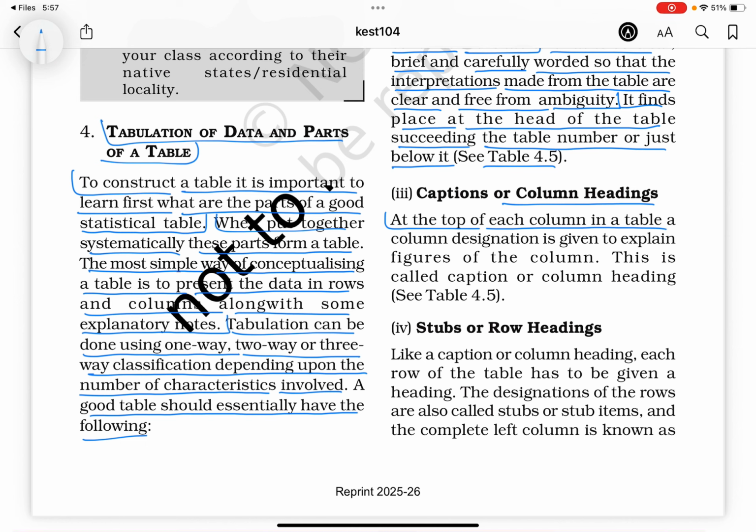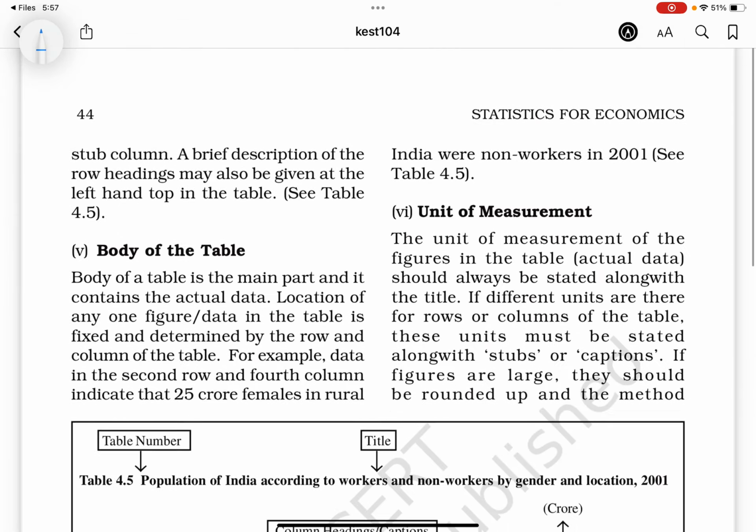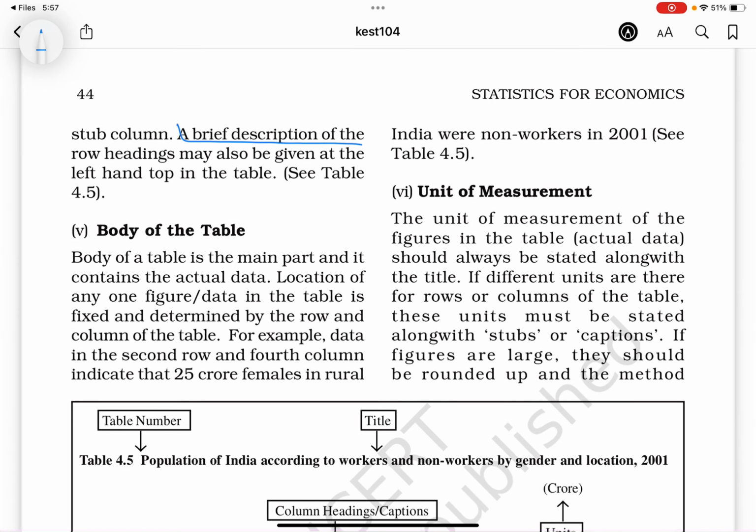Captions or column headings. At the top of each column in a table, a column designation is given to explain the figures of the column. This is called a caption or column heading. See 4.5. Stubs or row headings. Like a caption or column heading, each row of the table has to be given a heading. The designations of the rows are also called stubs or stub items, and the complete left column is known as the stub column. A brief description of the row headings may also be given at the left-hand top in the table.